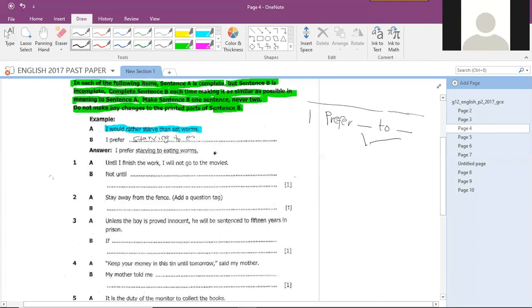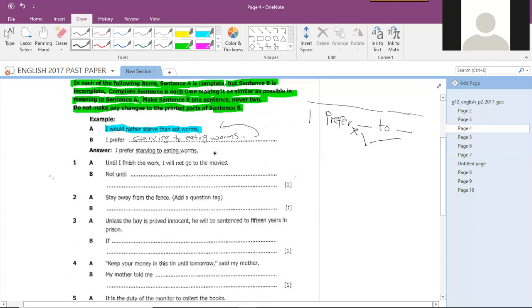I prefer starving to eating worms. So we can't have a lot of to. I prefer to dash to that. There are no two twos in this sentence. It has to be I prefer dash to dash. So I prefer starving to eating worms. So this becomes similar to this sentence here, which says I would rather starve than eat worms. So I prefer starving to eating worms.